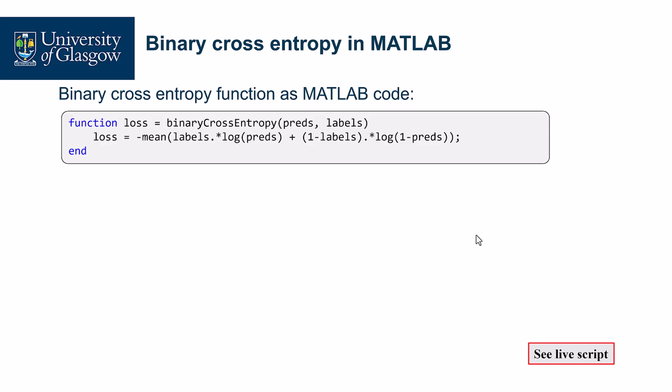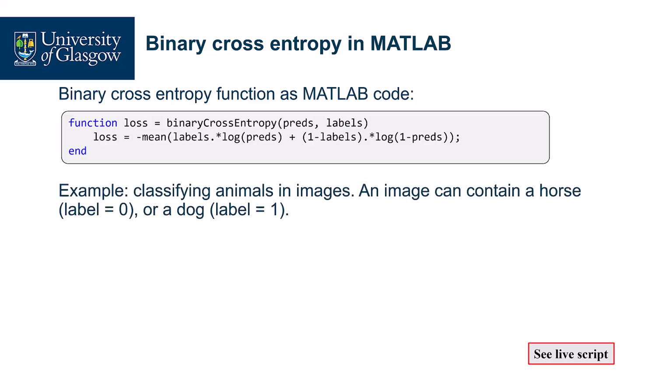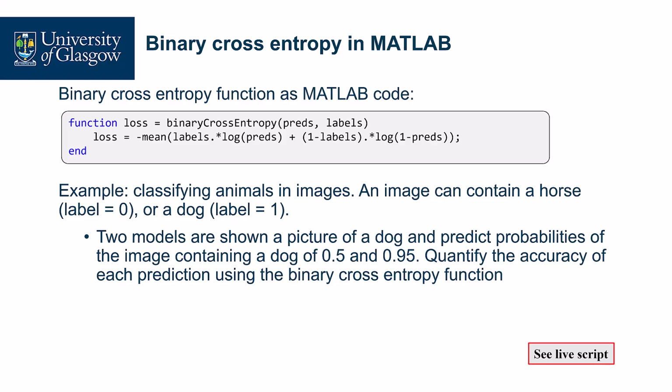So let's give an example about the binary cross-entropy. So now we are classifying animal images. There are two categories. There is a horse when the label is 0, or there is a dog when the label is 1, right? So there are two machine learning models. So for a picture of a dog, one of them predicts the probability that the image contains a dog is 0.5, while the other is 0.95. So this clearly shows that the second machine learning model is more accurate, right?